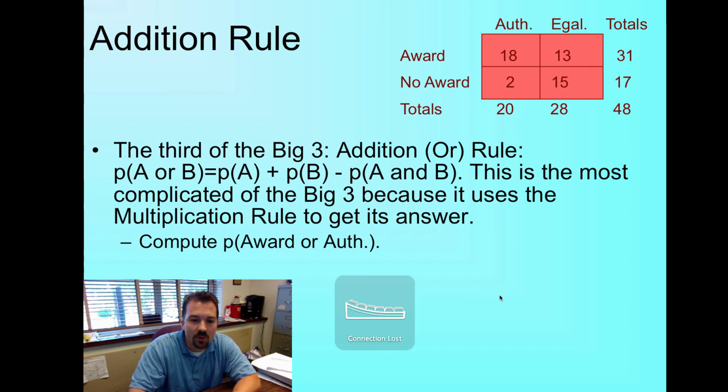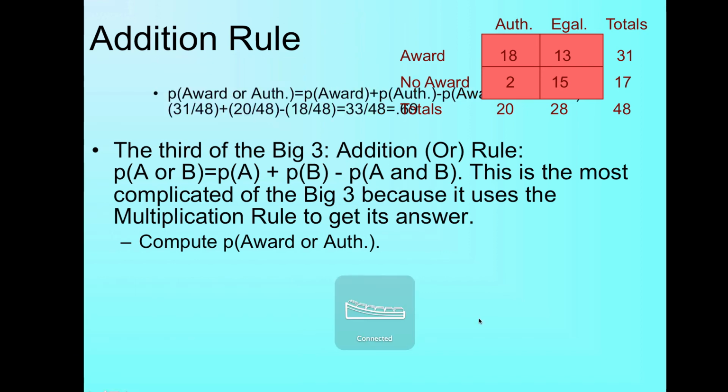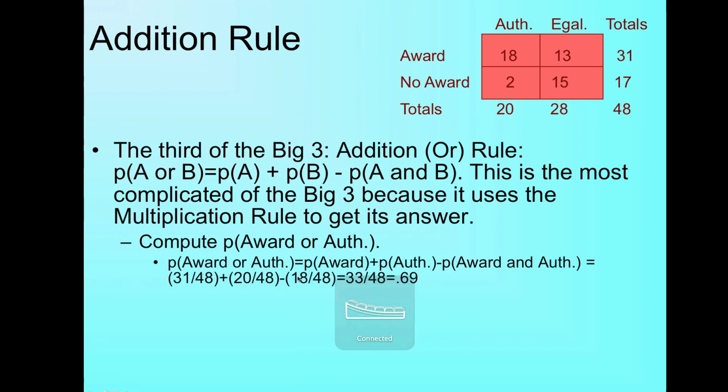Now, let's see how this works here. Whoop, keyboard lost for a moment. There it is. Okay. So what is this? It's the probability of award, which is just this top row, 31 divided by 48, plus the probability of authoritarian by itself, which is this column, 20 out of 48, minus the probability of both together, award and authoritarian, which is here and here, 18 out of 48. So you run the numbers, you get 0.69.